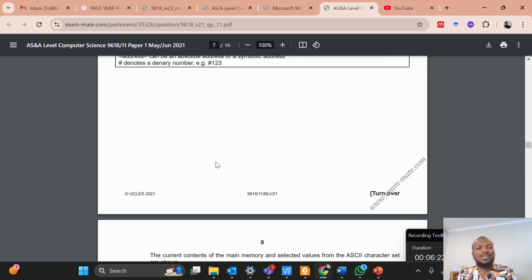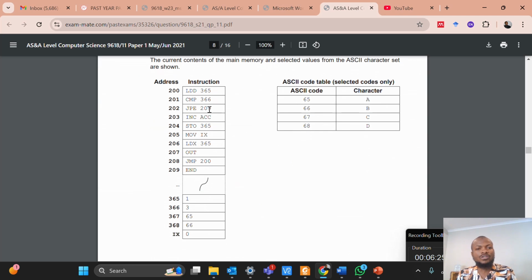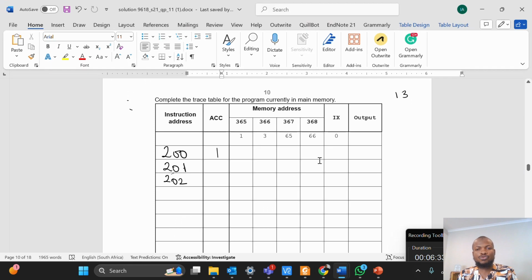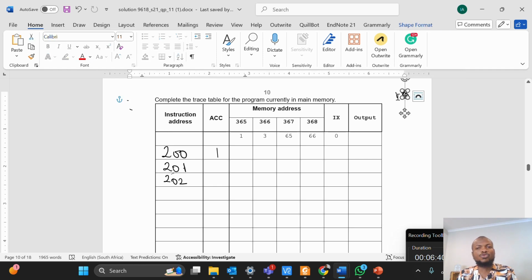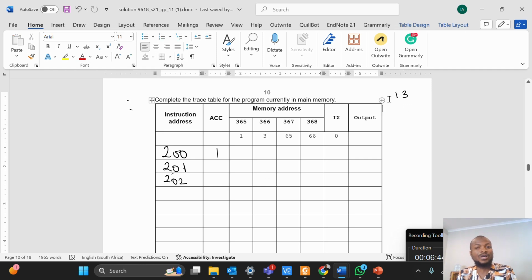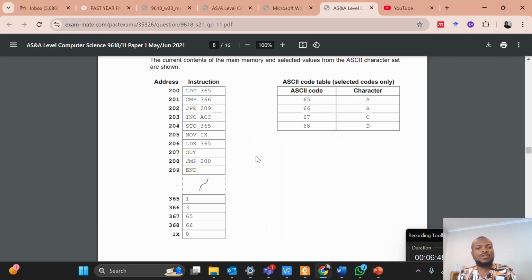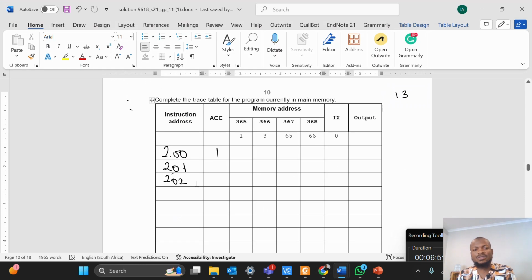That means JPE 209 means go to address 209. Can you see address 209? Go to address 209 if that comparison was true. So let's check. 1 and 3, is the comparison true? The answer is no. So will it jump to 209? The answer is no. It will not jump, because that comparison is not true. So we write nothing there. Nothing is written there. So we'll go to the next address.